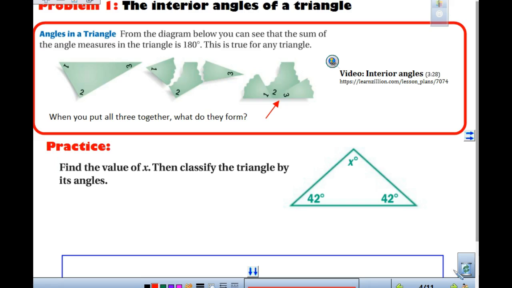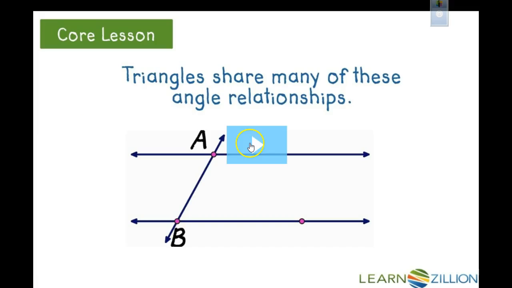So as you are looking at this, you should right now, by looking at your notes, be able to classify the triangle by its angle. So looking at these two, we're going to find this angle.